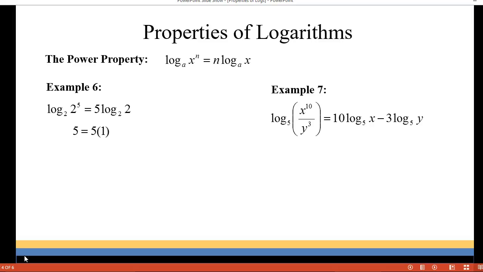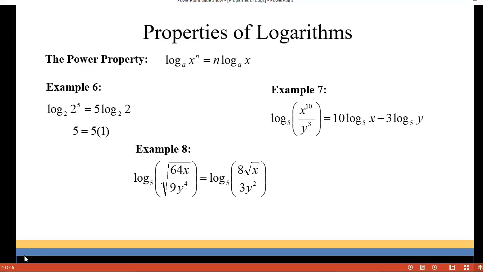Suppose we had log base 5 of x to the 10th over y cubed. We're going to use a combination of the power property and the quotient property. So we have 10 log base 5 of x using the power property, and then subtracting the log base 5 of y cubed, and then bringing the 3 in front using the power property. So we have 10 log base 5 of x minus 3 log base 5 of y.